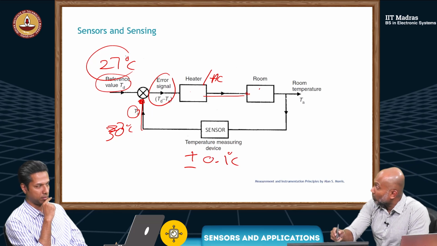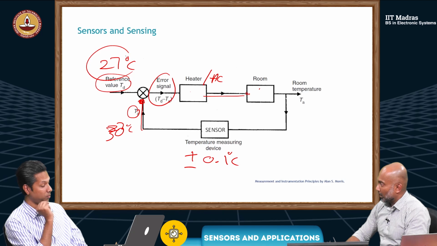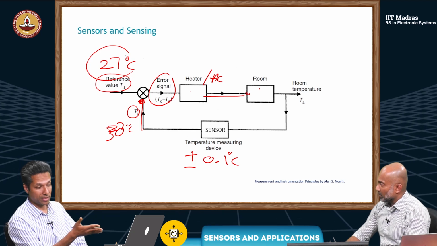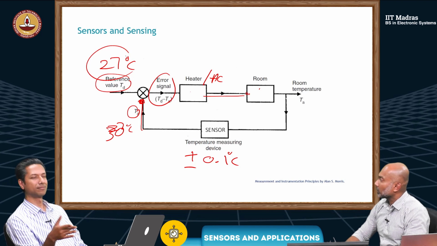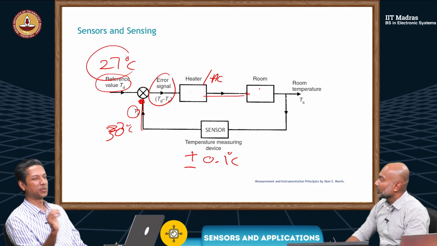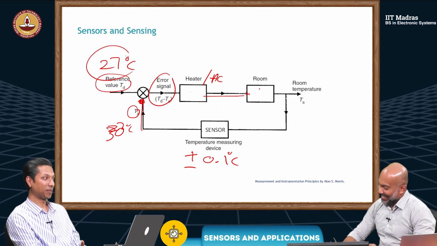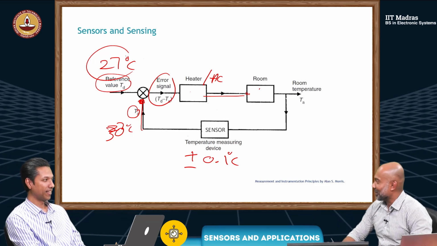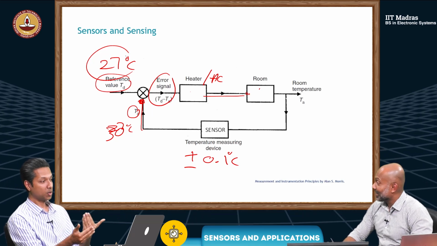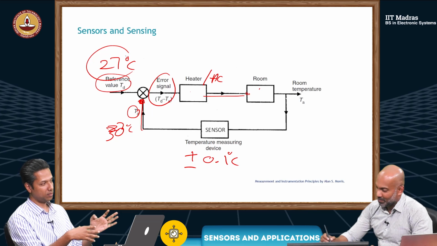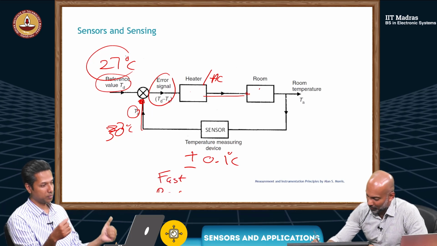Then you might get close to this. Now, another aspect: let's say it is 0.1 degree accurate, but it takes 10 minutes to settle to that value. Then also there is a problem. So it has to be fast enough, with a fast response. So when we say performance, it's not just accuracy, there are more parameters to look into.